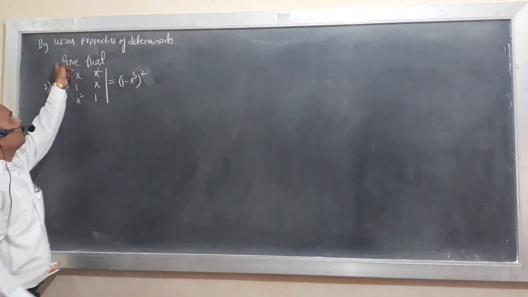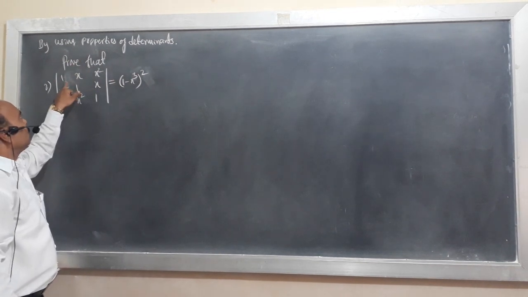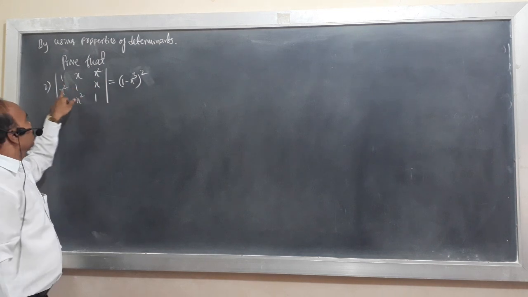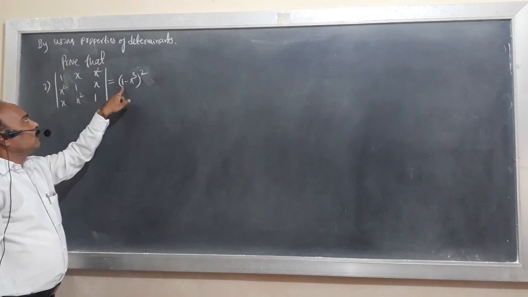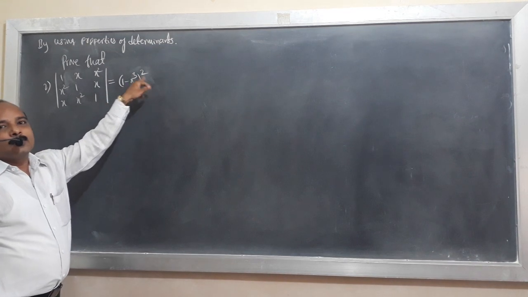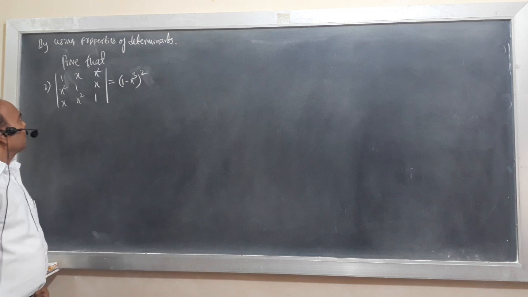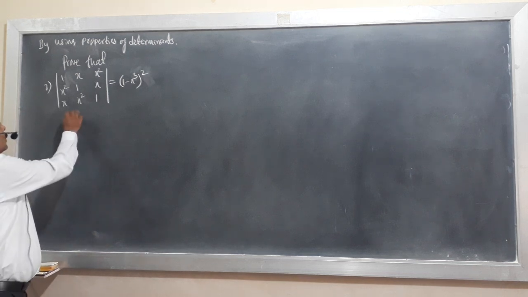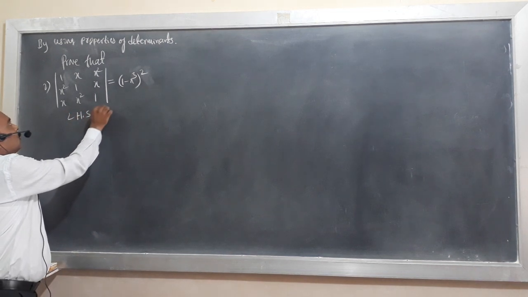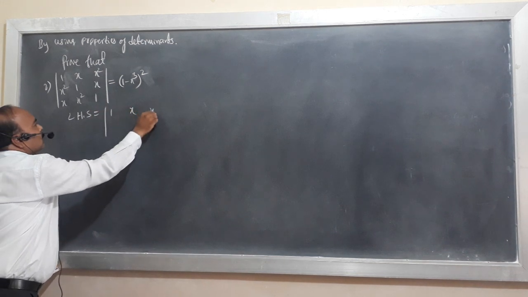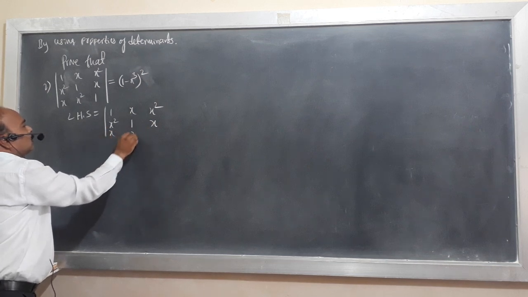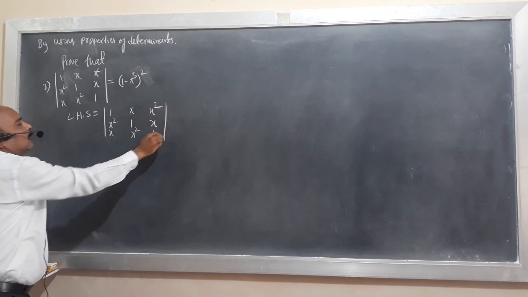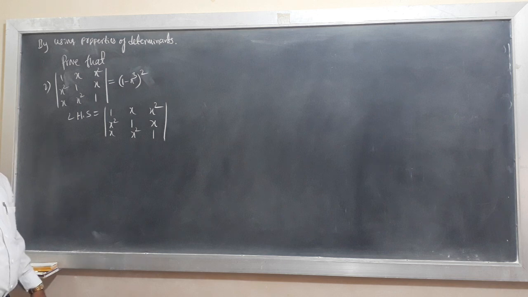Prove, by using properties of determinants, that the determinant with rows 1 x x square, x square 1 x, x x square 1 is equal to (1 minus x cube) whole square. This we can prove by using LHS. First we take LHS, which is the determinant 1 x x square, x square 1 x, x x square 1. Now using this we can prove the right hand side by using the properties.